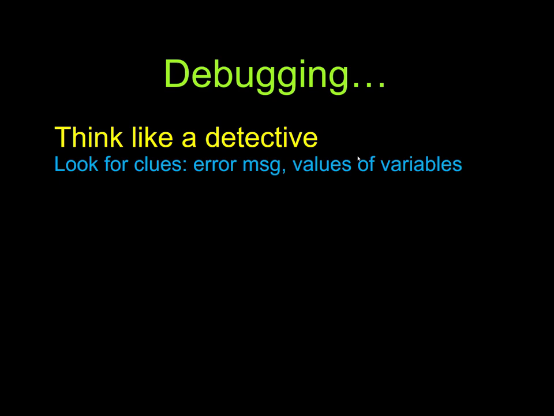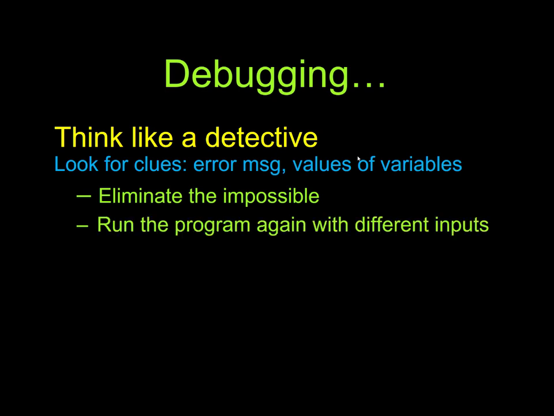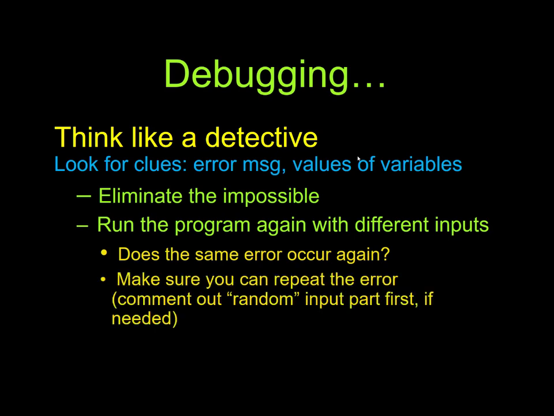When you're debugging, you think like a detective: where could it go wrong? You look for clues from error messages and the values of variables that you found. You try to eliminate those impossible places where the error cannot be and focus on those that are more likely. You run the program again with different inputs to see whether the same error occurs again. And if your program involves a random input part, you should fix it so that your program behaves the same, to hopefully repeat the error for investigation.